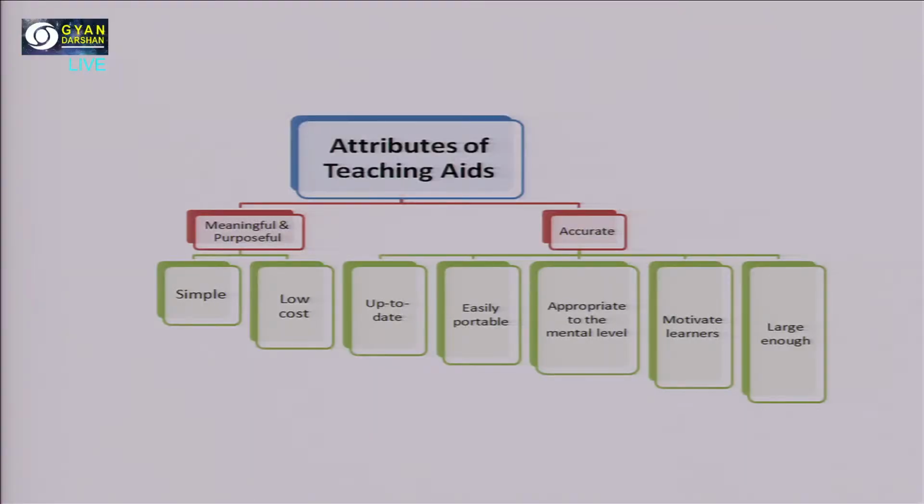Otherwise, when we make teaching aids of plaster of Paris, and the size is large, it is not possible to move them from one place to another. So portable teaching aids are very useful. And then it should be appropriate to the age and needs of the learner. We can make different types of teaching aids according to the age and level of the learner, and the teaching aids motivate the learners. So we have seen the different attributes of teaching aids.